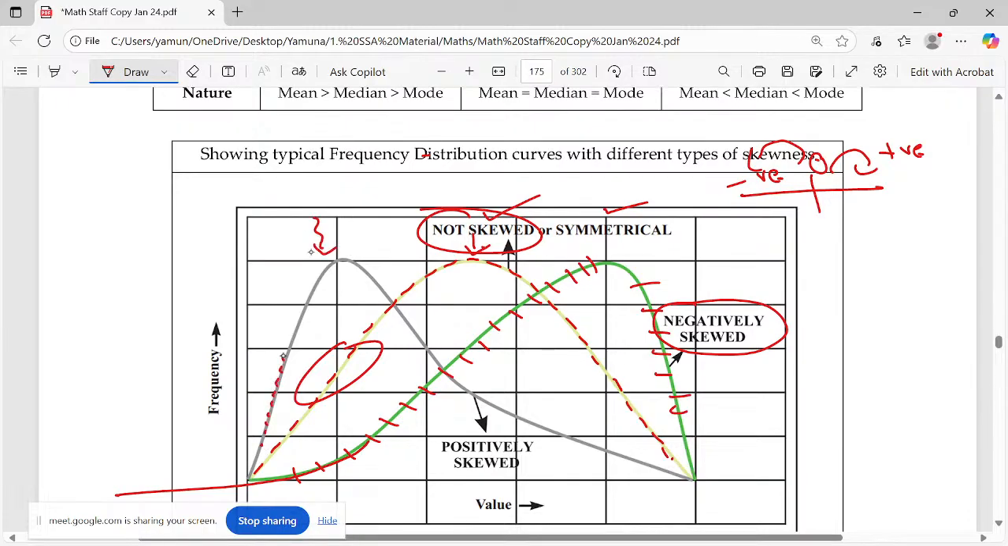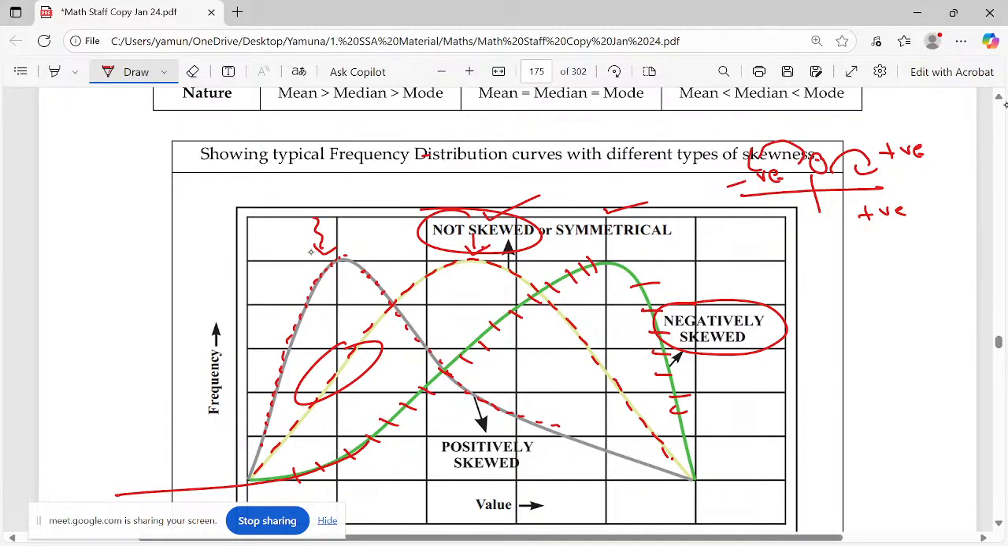Okay. Now come to this purple curve. I'll draw dotted lines. See, it steeps up in a fast manner, but steeps down slowly. Which means what? The positive side is dragged. Positive side means this side. The positive side is dragged. You call this positive skewness.